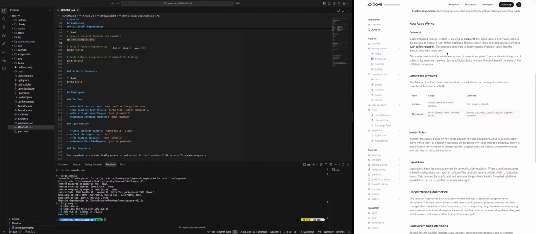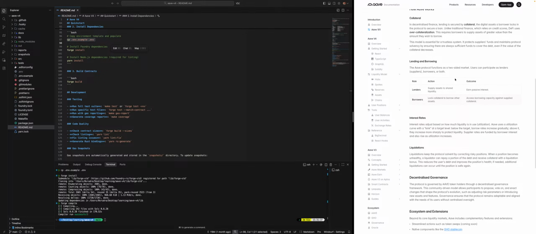This requires borrowers to supply assets of greater value than the amount they wish to borrow. This model is essential for a trustless system because it's decentralized, of course. It protects suppliers' funds and maintains protocol solvency by ensuring there are always sufficient assets to cover the debt, even if the value of the collateral decreases.